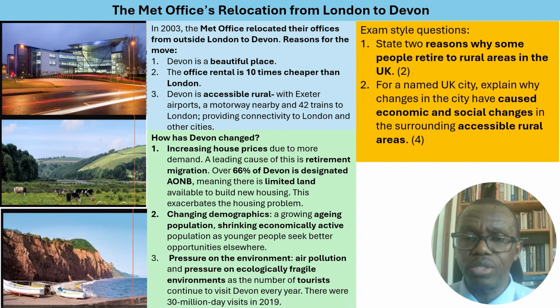Then the second question, for a named UK city, explain why changes in the city have caused economic and social changes in the surrounding accessible rural areas. So this is a question that is similar to the one that was on the previous slide, and it has to do with accessible rural, Devon being one, Terling being another, and you can answer that quite easily from the information that we have discussed.